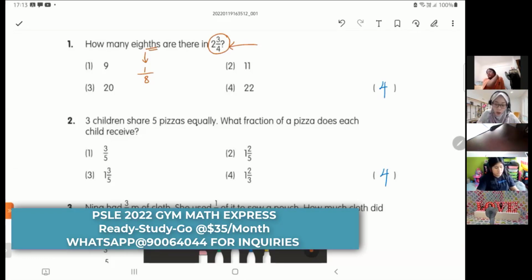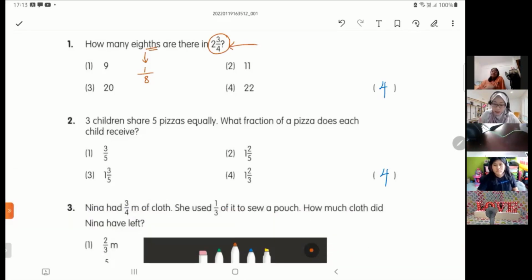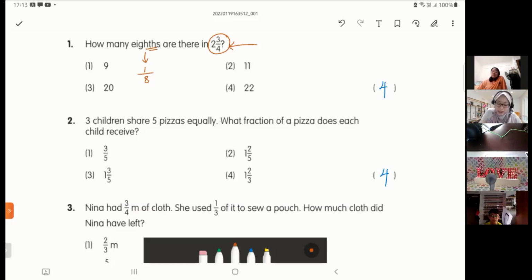So I want to know how many 1/8 are there in this mixed number. First, you look at both of these. One is a fraction, one is a mixed number, right? So what do I have to do? I have to change something. I cannot have both different, one a mixed number and one a fraction. Make them the same.